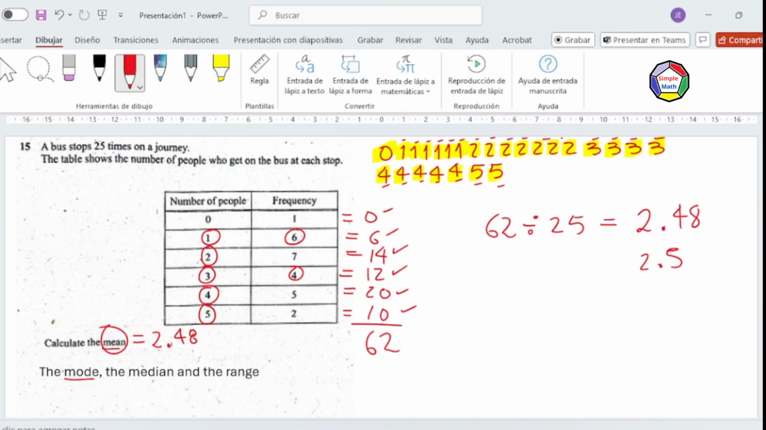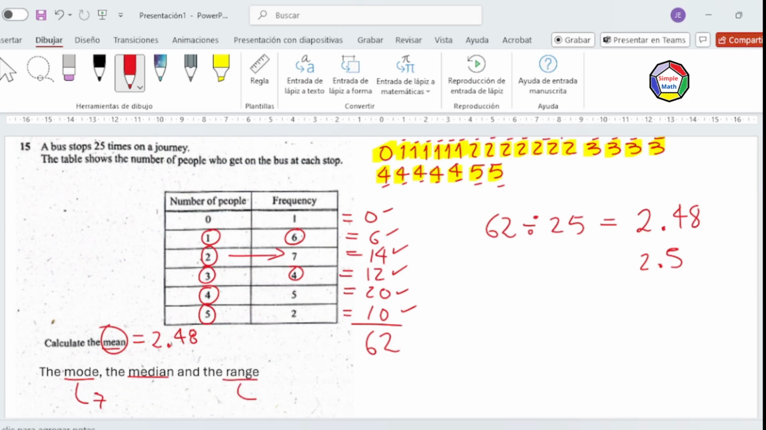Now, the mode is the most repeated number. In this case, it is the number 2, because the number 2 is repeated 7 times. So the mode is the number 2. To calculate the median, we need to organize everything. I will solve the median at the end so you can understand it better.